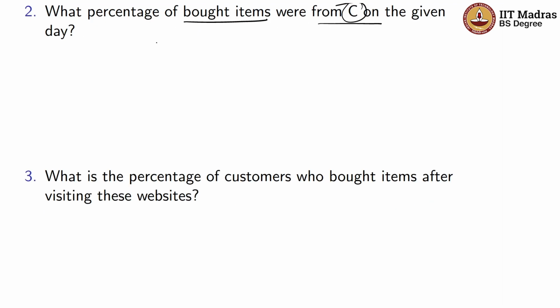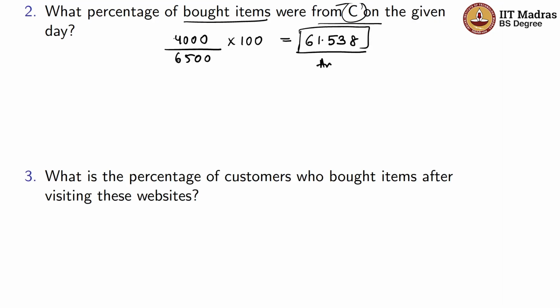Now we will calculate the percentage, that is 4000 divided by the total into 100, which will be equal to 61.538. So this is our answer. So this is the percentage of bought items that were from C.